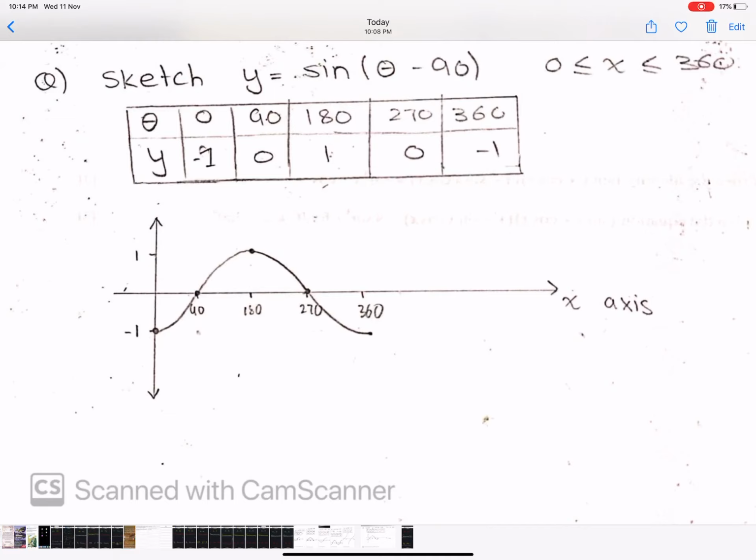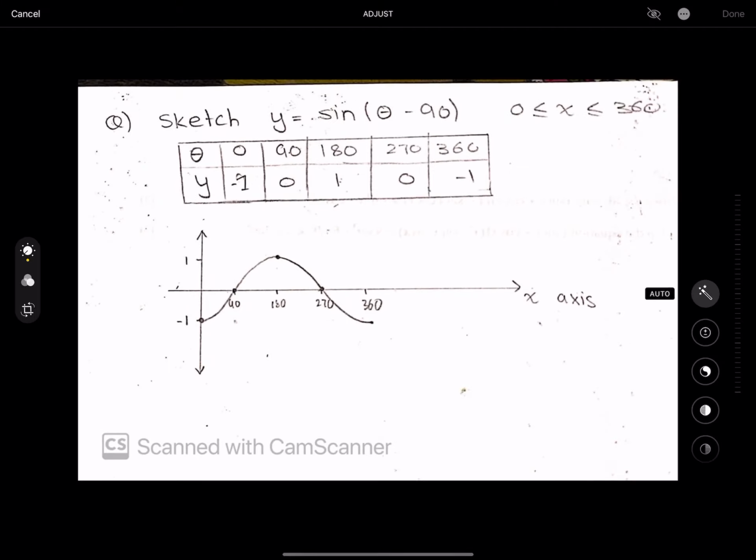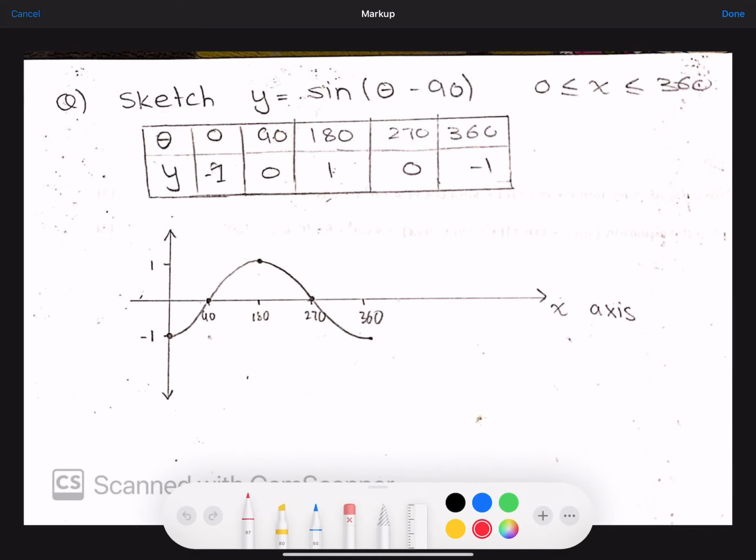And this is the last question, the last example. This is of negative coefficient. So the curve will be inverted, but you don't need to do anything. You just need to draw the table, and then you can easily draw the curve. This is y.